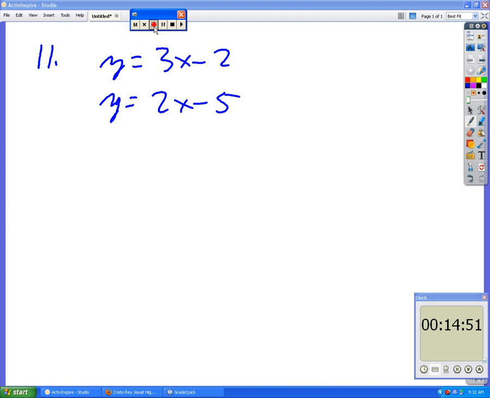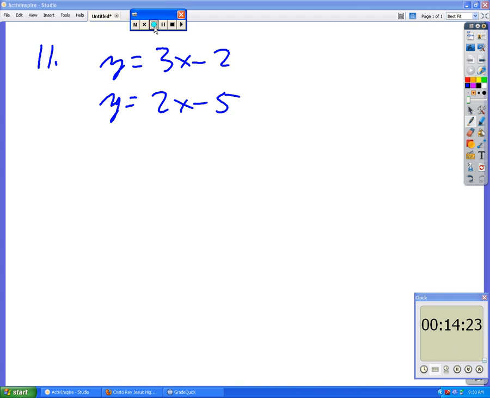Minus 2. Y is equal to 2x minus 5. What's true about this and this? They're both equal to y's, right? Therefore, what else is true about these two things? What's true about this and this? They've got to be the same. Aren't they equal to the same thing?